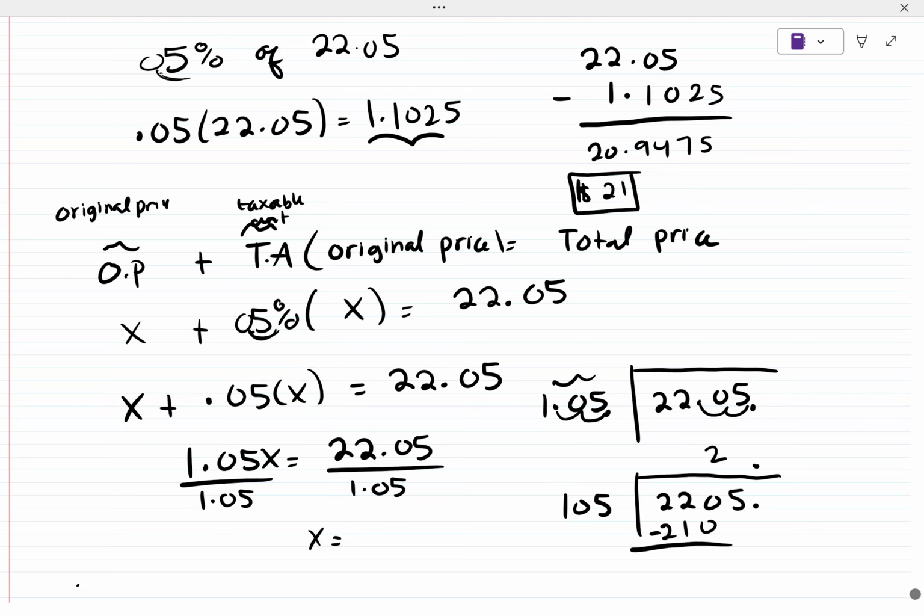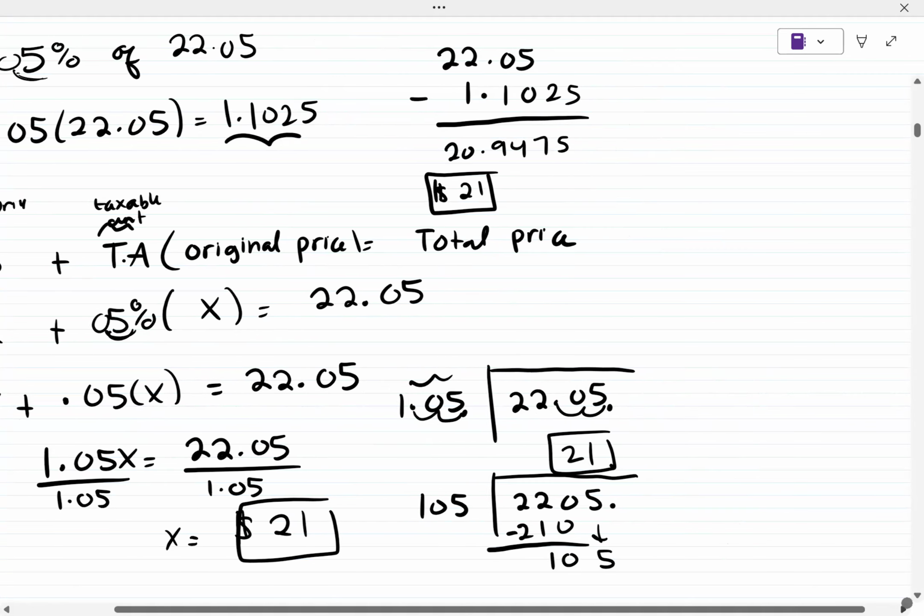And then 220 minus 210 is 10, then bring down the 5. How many times does 105 go into 105? 1. So as you can see, you get exactly $21. Okay, so either way works. It's really up to you how you want to do this.